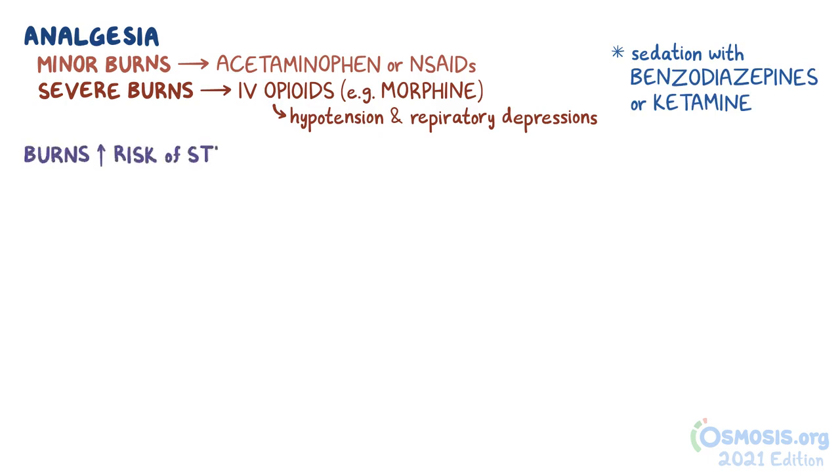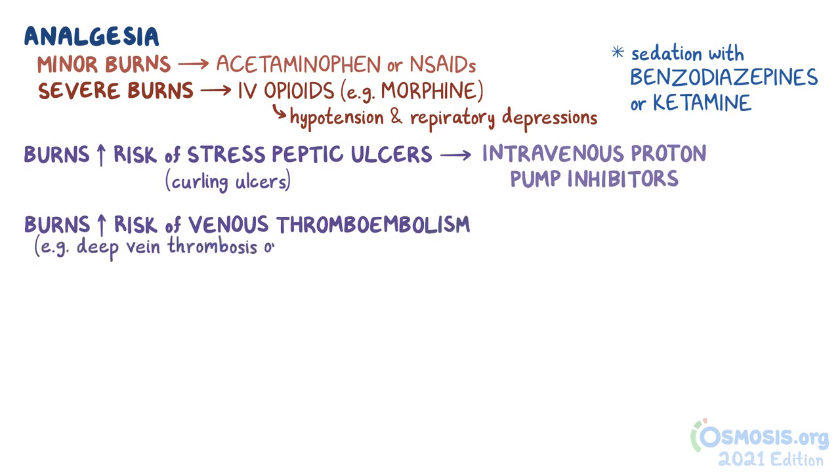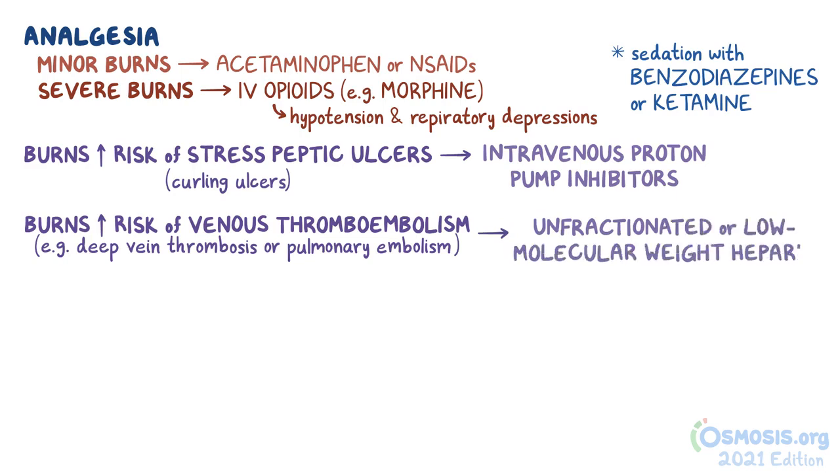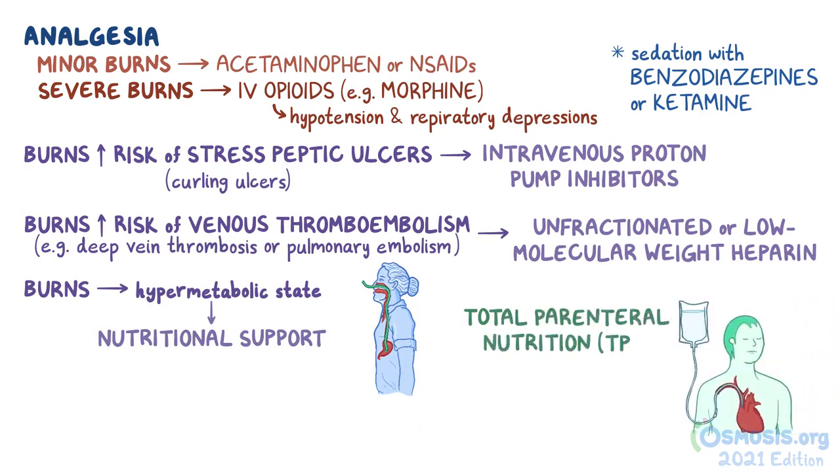Because burns increase the risk of stress peptic ulcers, or curling ulcers, intravenous proton pump inhibitors are given. The risk of venous thromboembolism, such as deep venous thrombosis or pulmonary embolism, is also increased in the setting of burns, and therefore, prophylaxis is instituted using unfractionated or low molecular weight heparin. Burns cause a hypermetabolic state, and individuals often can't feed themselves. Therefore, nutritional support is important. Enteral feeding using a nasogastric tube is preferred, but if they can't tolerate it, total parenteral nutrition, or TPN, is required.